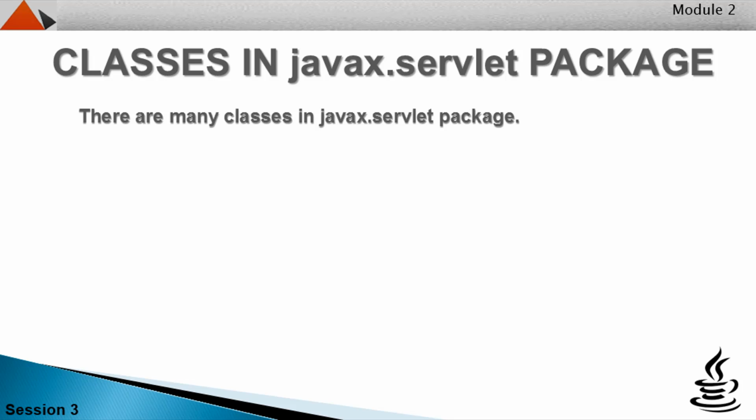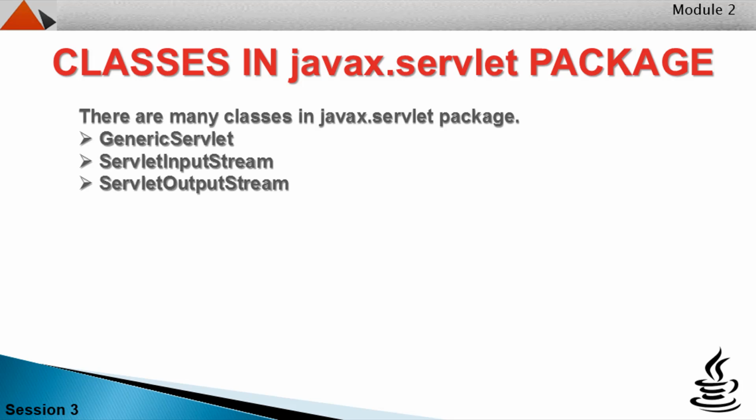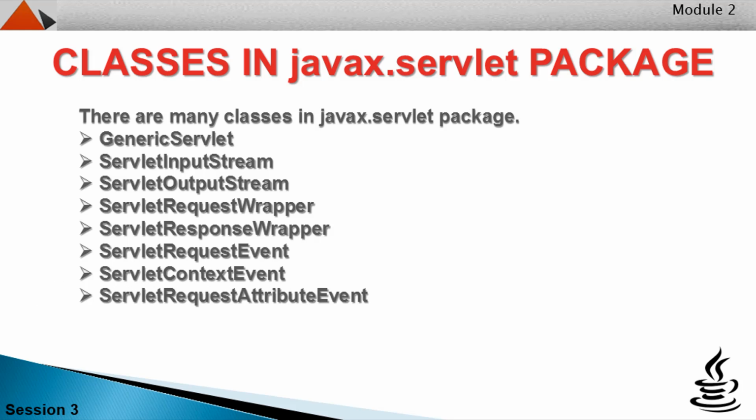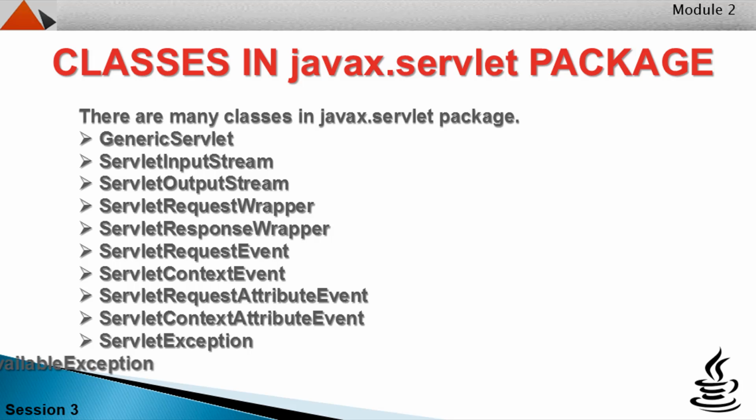Classes in the javax.servlet package. There are many classes in the javax.servlet package. They are as follows. GenericServlet, ServletInputStream, ServletOutputStream, ServletRequestWrapper, ServletResponseWrapper, ServletRequestEvent, ServletContextEvent, ServletRequestAttributeEvent, ServletContextAttributeEvent, ServletException, and UnavailableException. All these classes are already created so we need to use them only.